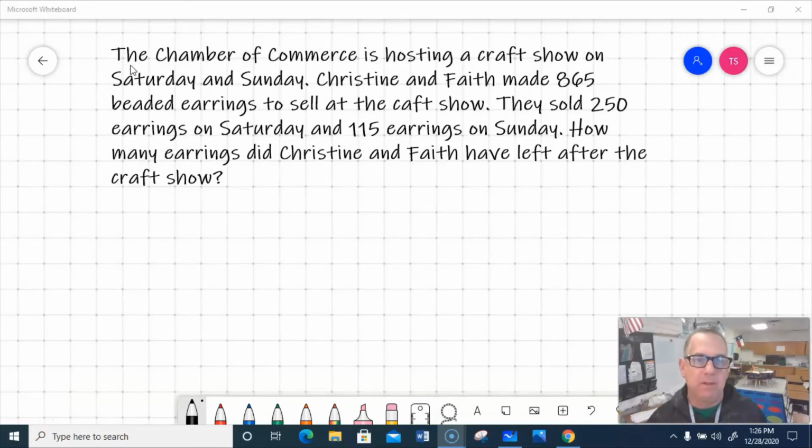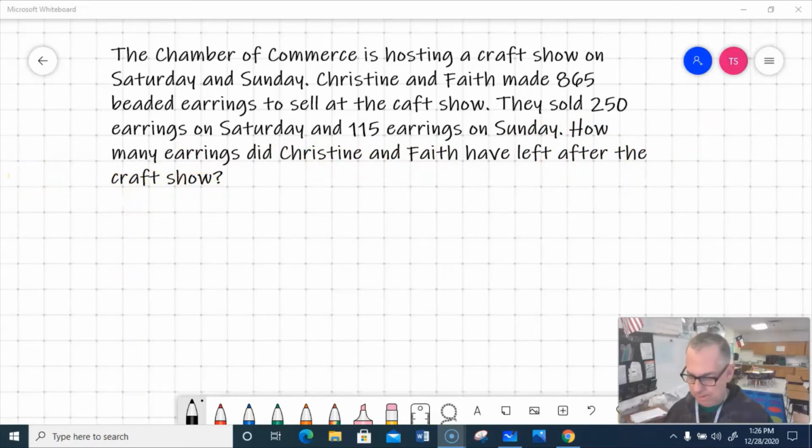Okay, let's look at this problem together. It says the Chamber of Commerce is hosting a craft show on Saturday and Sunday. Christine and Faith made 865 beaded earrings to sell at the craft show. They sold 250 earrings on Saturday and 115 earrings on Sunday. How many earrings did Christine and Faith have left after the craft show?